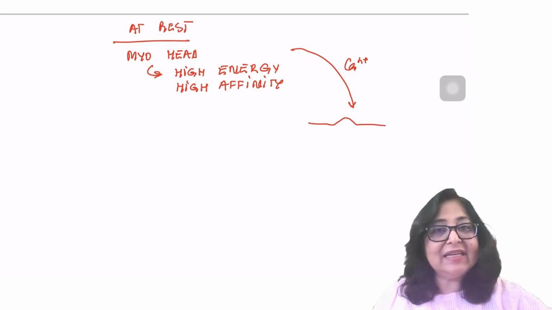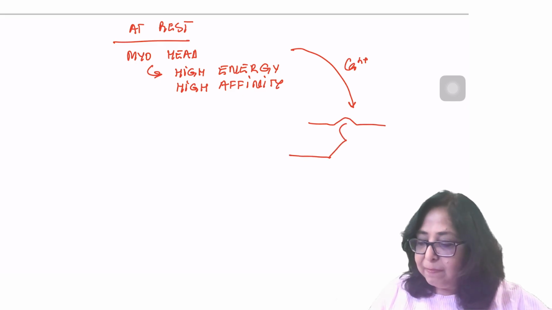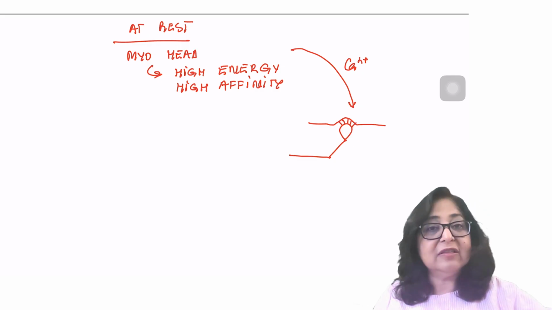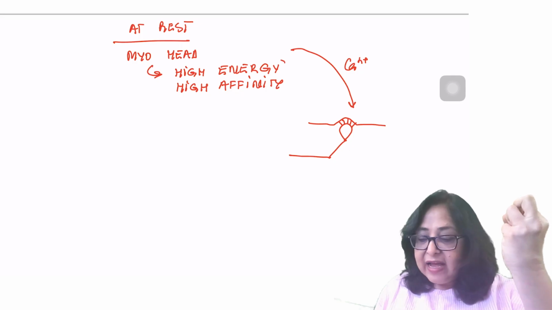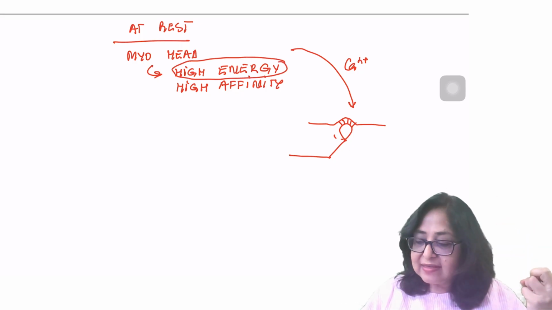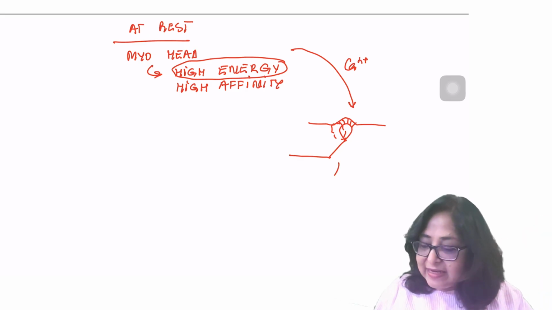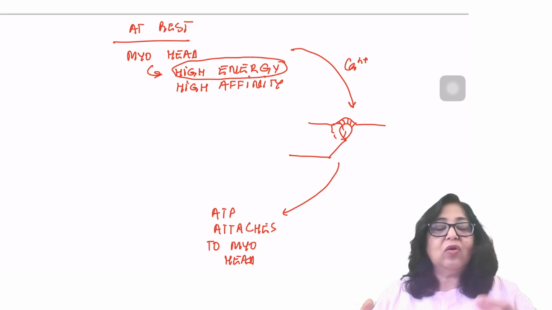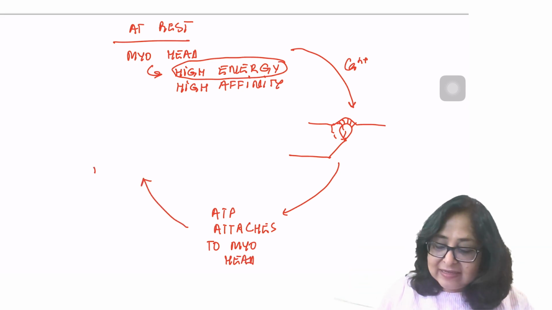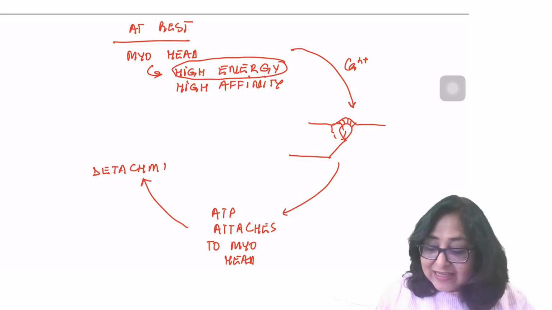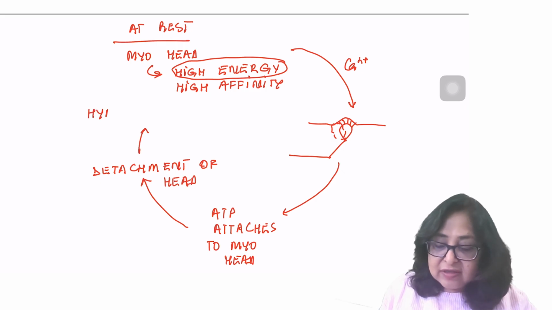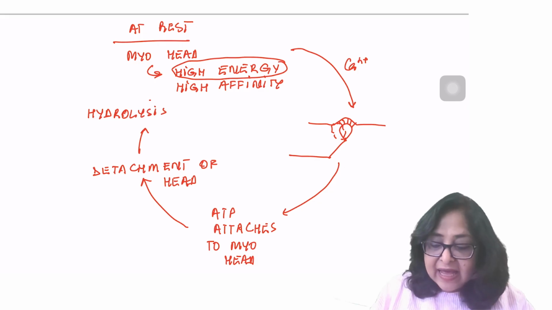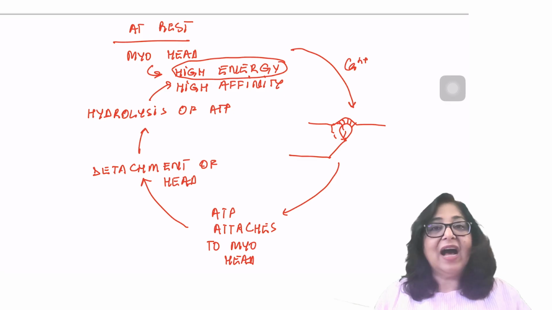The active sites on actin are exposed, and the myosin head will bind with this active site on actin by reversible bonds. The myosin head will use this high energy and execute what is known as a power stroke. Next step is ATP attaches to the myosin head. And the moment ATP attaches to the myosin head, it causes a conformational change and causes detachment of the head. And once the head is detached, the ATP which had attached to the myosin head will now be hydrolyzed. So there is a hydrolysis of ATP, energy will be generated, and the myosin head goes back into that high energy, high affinity state.